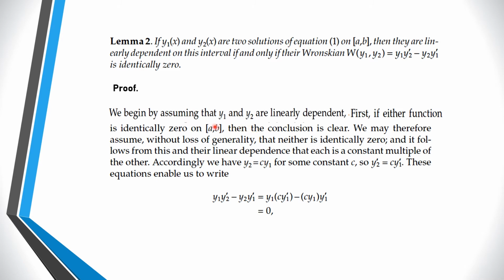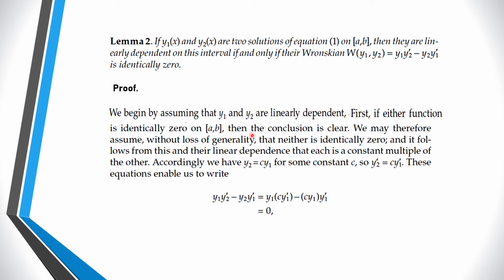Now assume the first part, that y1 and y2 are linearly dependent. If one of them is 0, then clearly the Wronskian will be 0. Why? Let's suppose y1 is 0. If you put in the value of y1, then y1 is 0, y1 dash is 0, so this implies that this is 0. So if one of them is 0, the Wronskian is clearly 0. So we assume that neither of them is 0.